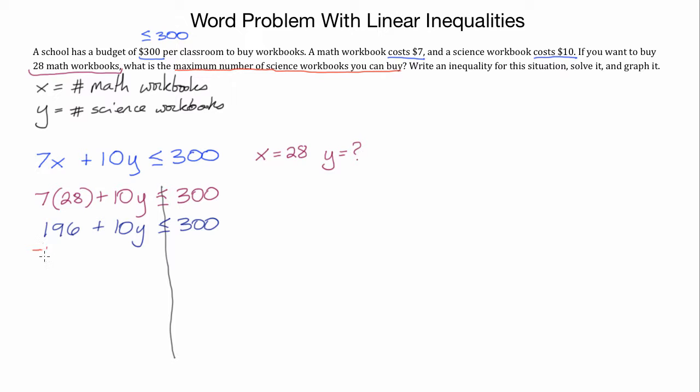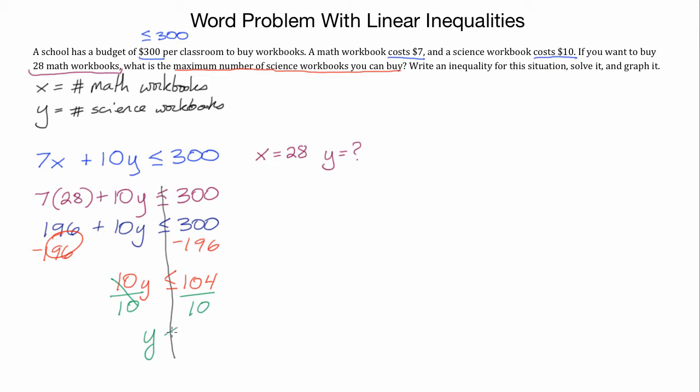All right, now let's subtract out the $196 I spend and see how much is left over. That goes to 0, so I'm left with 10y, $10 for each science textbook, and I have 300 minus 196, which is $104 left to spend. Okay, let's divide both sides by 10 to find out what y needs to be.